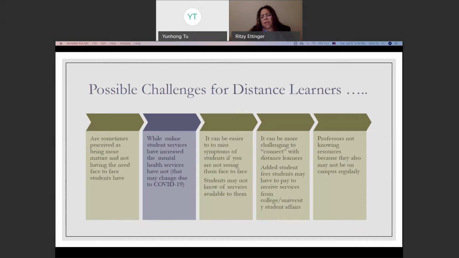It can also be, at times I've heard from professors and students, that it can be harder to connect. And what does connect mean? It means I trust that you have an interest in my learning, and I trust that I can go to you, and the professor trusts that they can come to me. And this at times, when we're not meeting face to face, can be a challenge. And then the fee, which I talked about earlier.